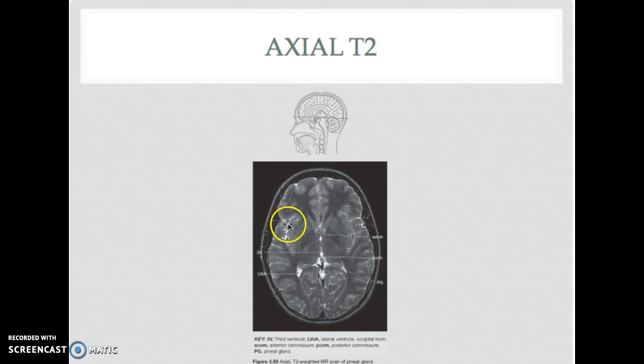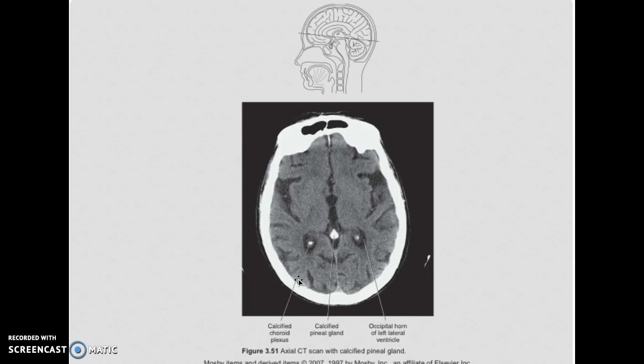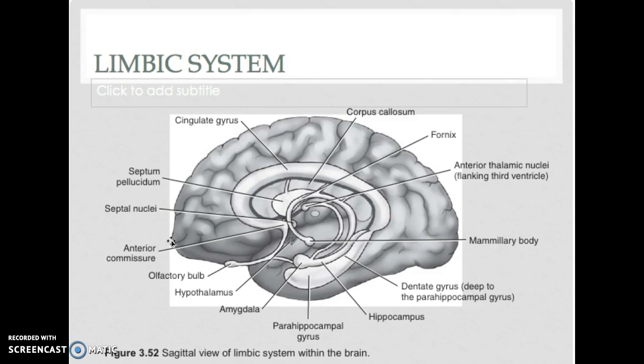Okay, anterior commissure, posterior commissure. So you have your third ventricle running down the middle, you have your pineal gland posteriorly, and you have the occipital horn of your lateral ventricle on the right. And the occipital horn of your lateral ventricle, and this is a CT, so you can see that the pineal gland is calcified. You also have your choroid plexus that's calcified within there also. Very common.